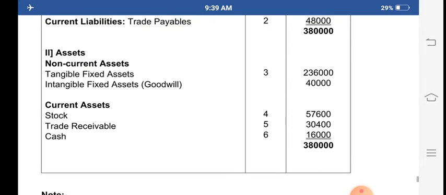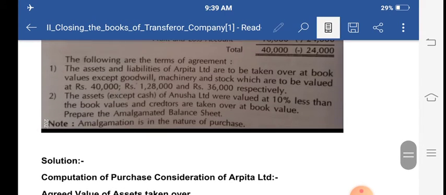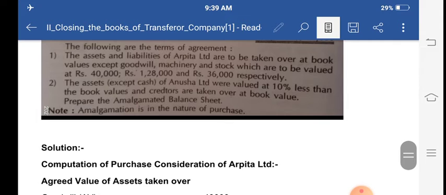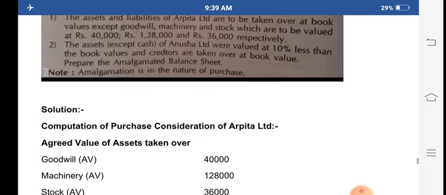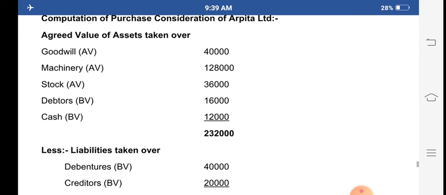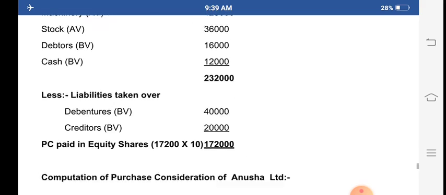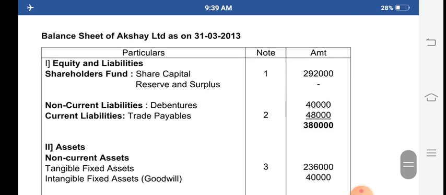Okay, so like this you have to solve the problem. In this problem, what is mentioned is that we have to prepare the amalgamated balance sheet at book values. So only in this problem we have to prepare the balance sheet, and we prepared that balance sheet. This is the purchase consideration for Arpita Limited, this one is the purchase consideration for Anusha Limited, and this is the balance sheet.